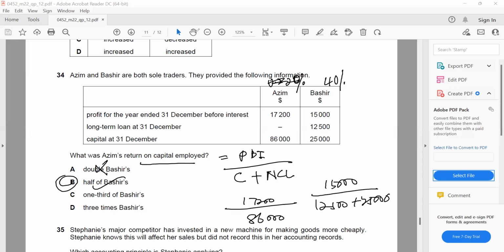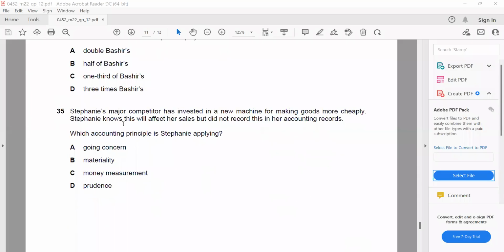Okay, the next one. Tiffany, a major competitor, has invested in a new machine for making goods cheaper. Stephanie knows this will affect her sales but did not record it in the accounting. Which accounting principle? Going concern is talking about the business continuing forever. Materiality is talking about a significant amount to be recorded as a non-current asset or expense.